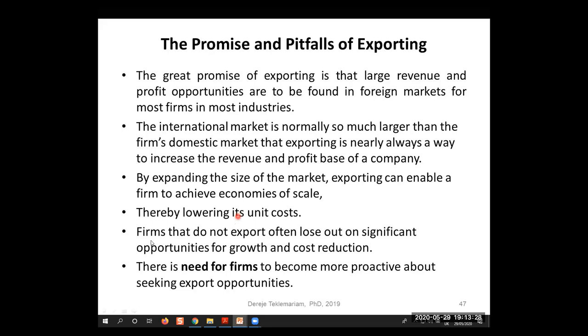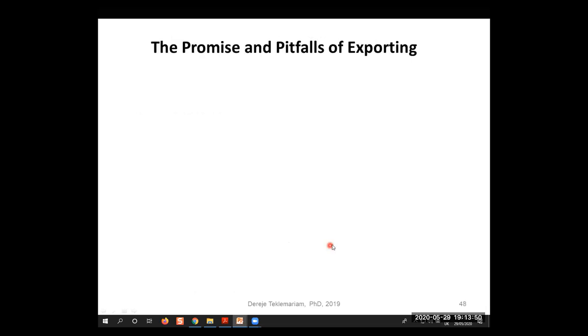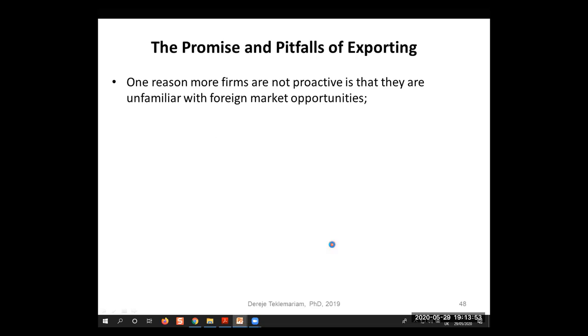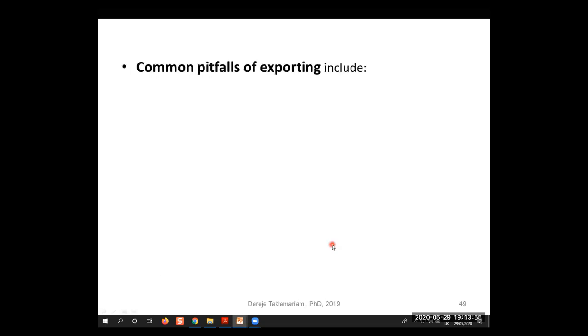However, farmers that do not export usually lose significant opportunities for growth and cost reduction. Therefore, farmers need to become more proactive and seek export opportunities before deciding to produce for the local level. So what are the common pitfalls or limitations that cause international businesses to be challenged or to fail?